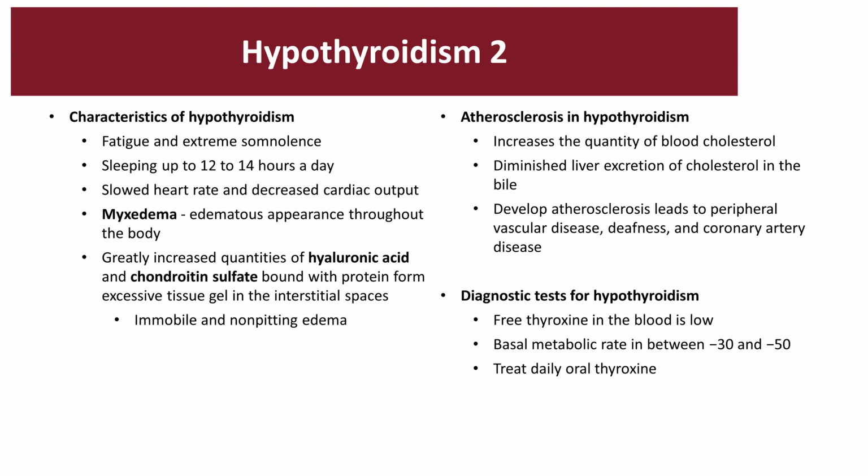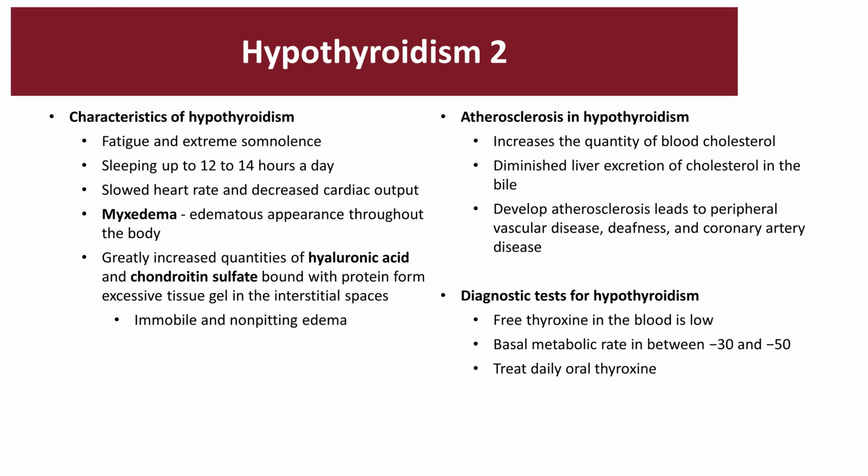Some of the diagnostic tests for hypothyroidism, again, include the same. They have the free thyroxine test. Oftentimes, TSH will be really high, and T3, T4 will be really, really low. The basal metabolic rate could be even lower by 30 to 50 points. The treatment of hypothyroidism is quite simple. It is the oral ingestion of thyroxine tablets.